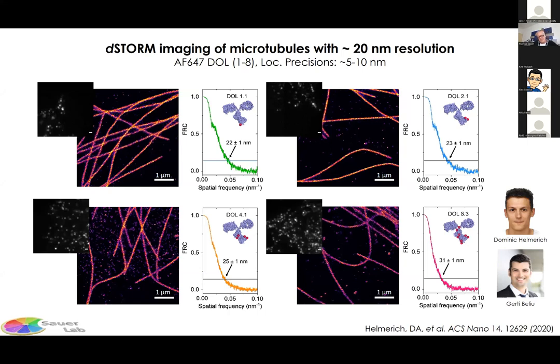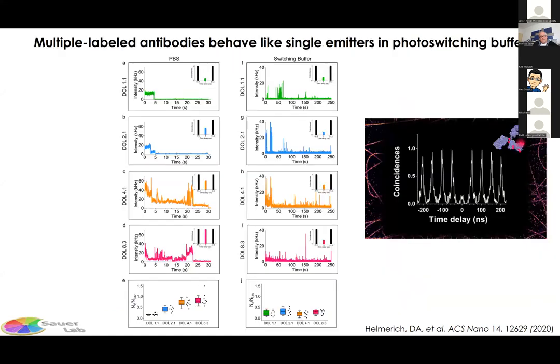As you see on these images, between a DOL of 1 and 8 the resolution is almost the same. What is increasing is the background signal, because highly labeled antibodies have an increasing tendency to bind non-specifically. So the DOL doesn't play any role in dSTORM imaging. Why is this so? It's because no matter how many fluorophores are labeled to an antibody, in switching buffer they all behave like a single photon source. There is always only one fluorophore in the on state, which shows this blinking as you expect from a single carbocyanine dye, as in this example.